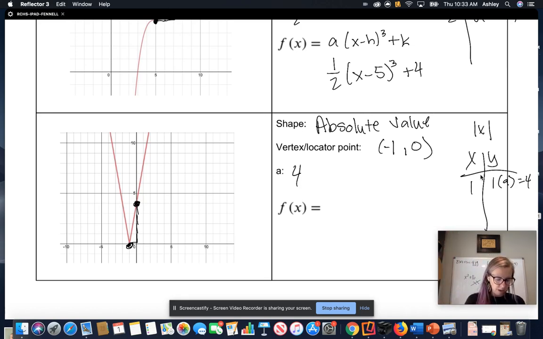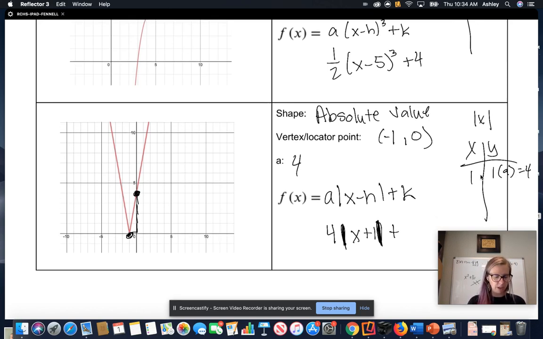All right, so a times the absolute value of x minus h plus k would be a vertex form for any absolute value. And now we're just going to plug in our values. 4 times the absolute value of x plus 1, because it would be minus a negative, so that's a plus 1. And then plus 0, which I really don't need to write. No mathematician is going to waste the ink to write plus 0, so your answer is done right here.